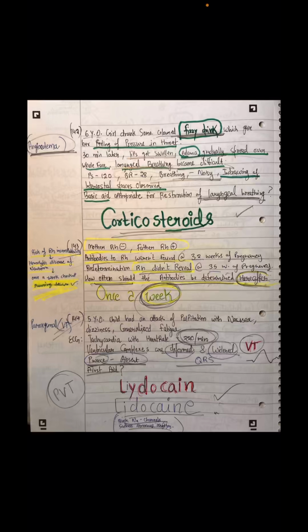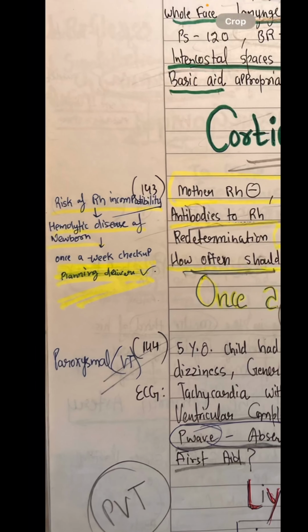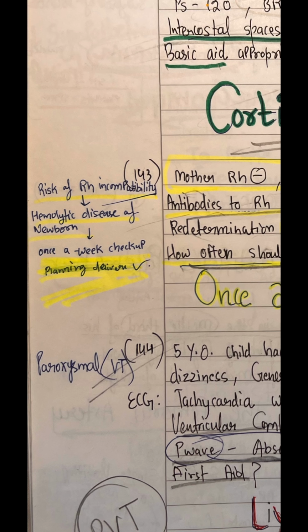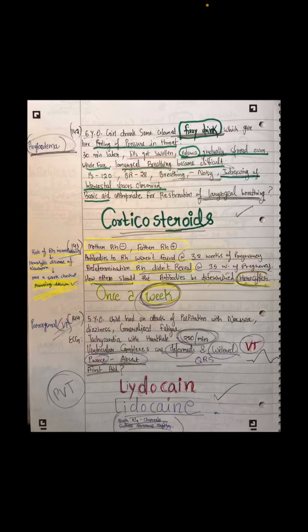The next patient: the mother is Rh negative, the father is Rh positive. Antibodies to Rh were not found at 32 weeks of gestation, and the redetermination of Rh didn't reveal them at 35 weeks of pregnancy. However, they suspected the case might be related to Rh incompatibility, but they still couldn't find any antibodies. So there is a risk of Rh incompatibility, hemolytic disease of the newborn. What you have to do is go for a checkup once a week. It will be good if we detect those Rh antibodies early, because the risk is there. If we detect them early, the best treatment can be provided to the fetus as well as to the mother.